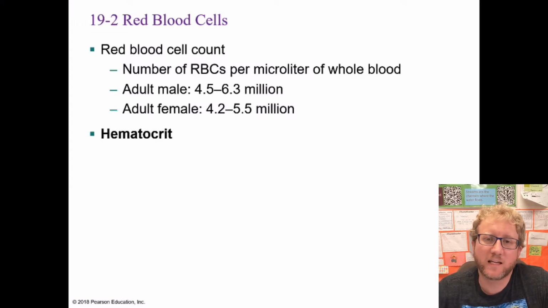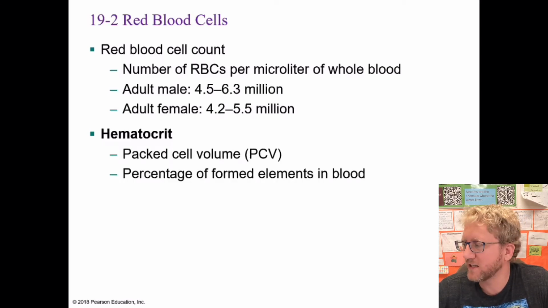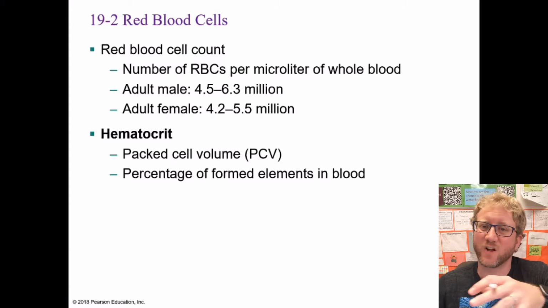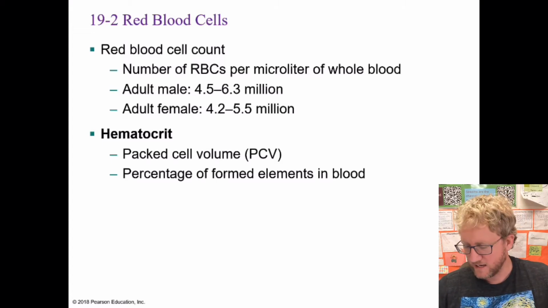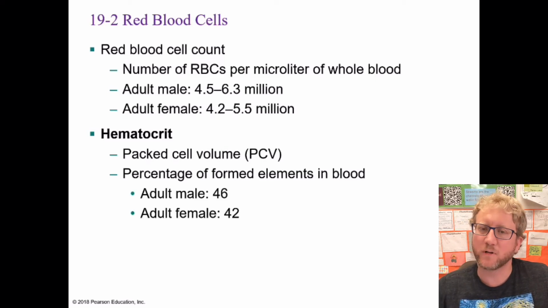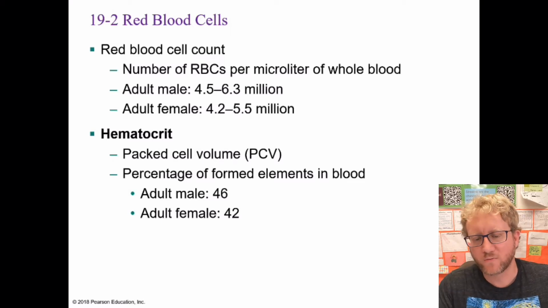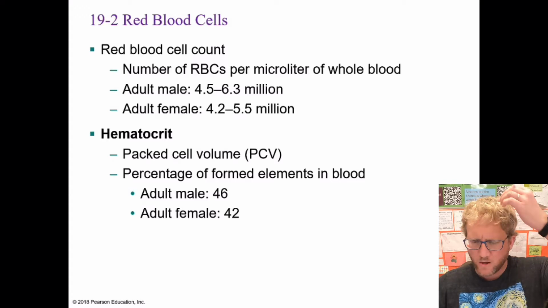Hematocrit is a term you may see, which is also known as the packed cell volume. And that's basically the percentage of the blood that is all of the formed elements. So it's basically the non-liquid part, including all the stuff that's dissolved in the liquid, like the ions. In males, we're looking at about 46%. In females, it's a little bit lower, about 42%. They will study the hematocrit to get the red blood cell count.